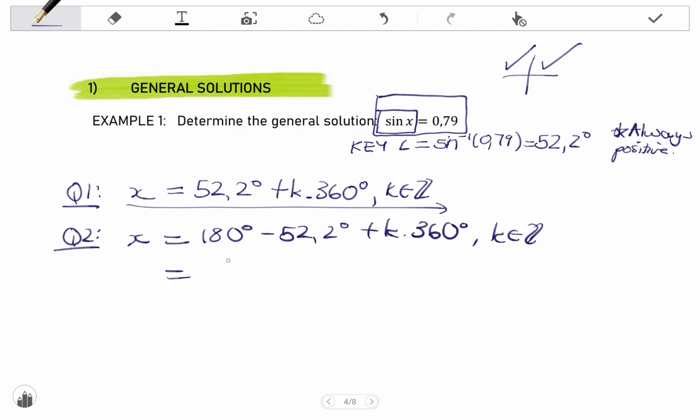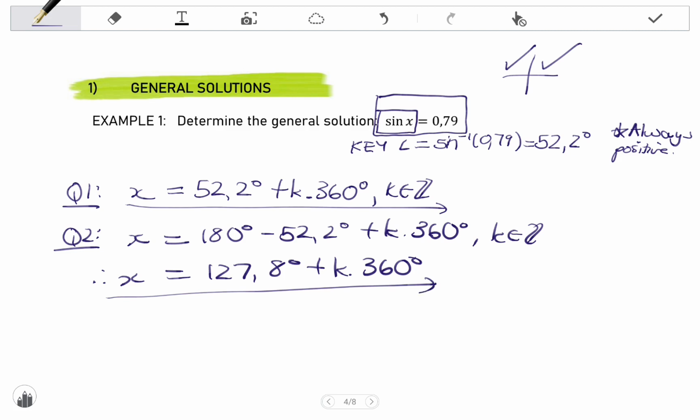Okay, 180 degrees minus 52,2 is 127,8 degrees, and then plus k times 360 degrees. So my general solution from the second quadrant is that. And that is your final answer. So if you were to substitute values for k, you would find every possible solution for this equation.